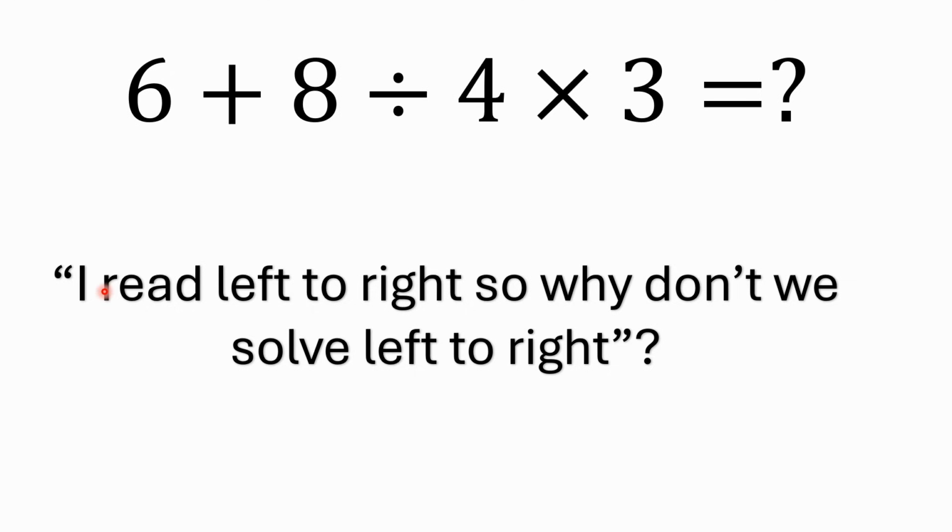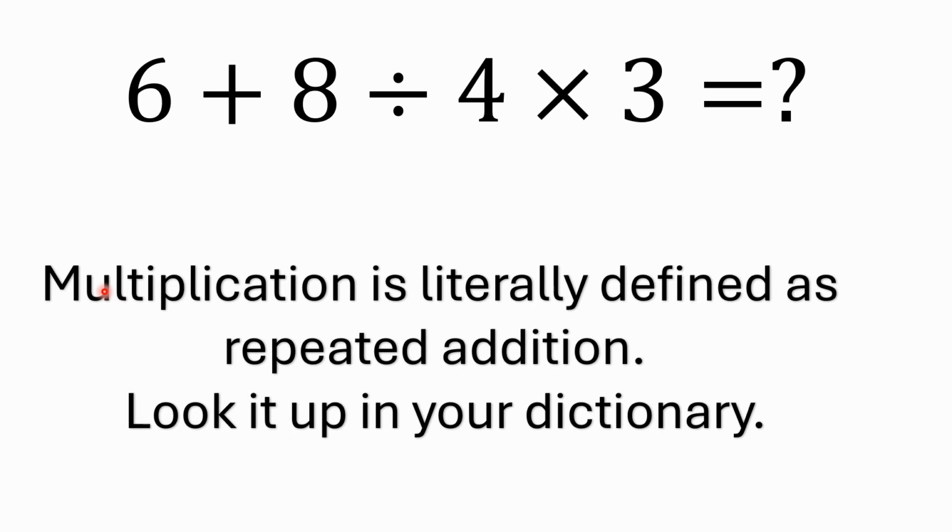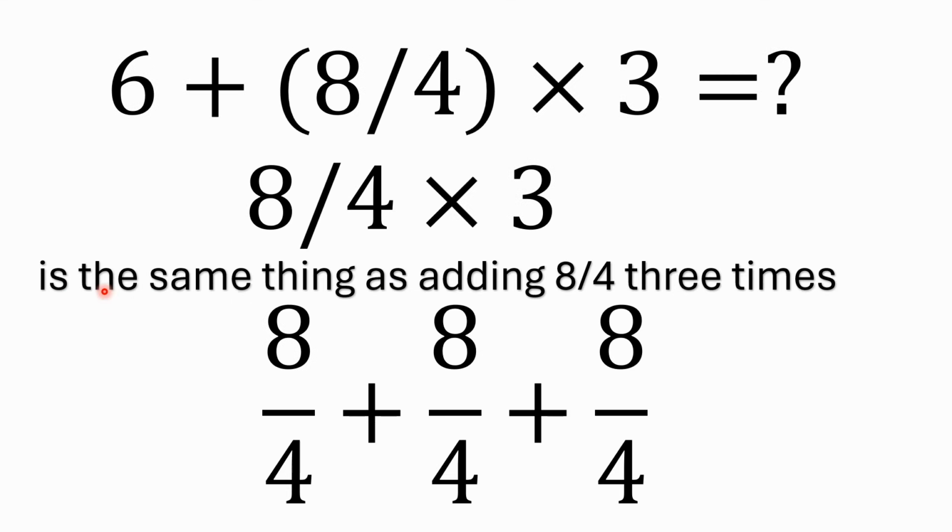Now, and I hear this too. I read left to right, so why don't we solve left to right? Well, multiplication is literally defined as repeated addition. Please look it up in your dictionary. It's kind of a convoluted, maybe difficult to read English description in the dictionary, but basically what it's saying is that multiplication is literally adding a number of integers onto zero, which is really nothing more than repeated addition. But multiplication has precedence. It definitely does.